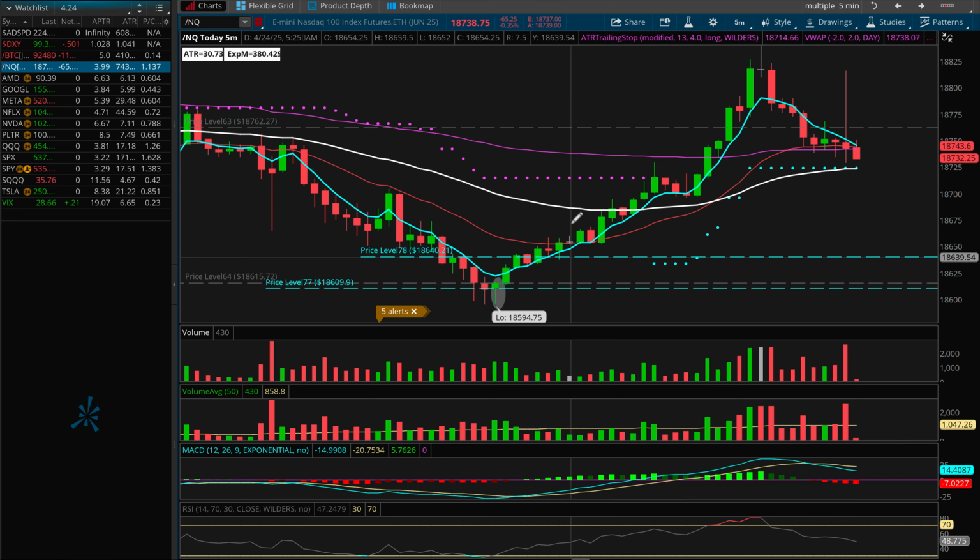Now, if my MACD would have just done that little pivot and come back to the downside, that means there's a sharp move, something strong has happened. I need to be very, very careful. So again, this is moving to the upside. I'm going to stay in the trade. I'm already in the trade at this point. I'm going to stay in the trade.